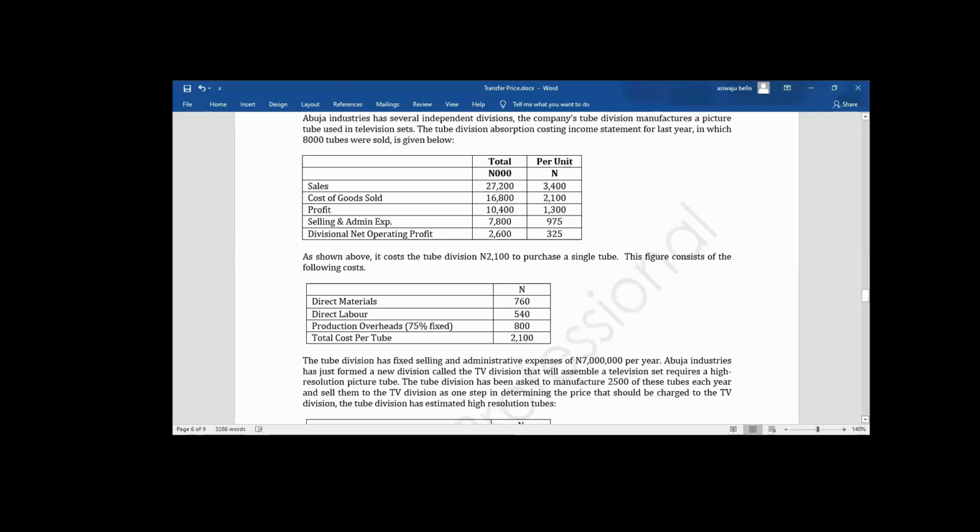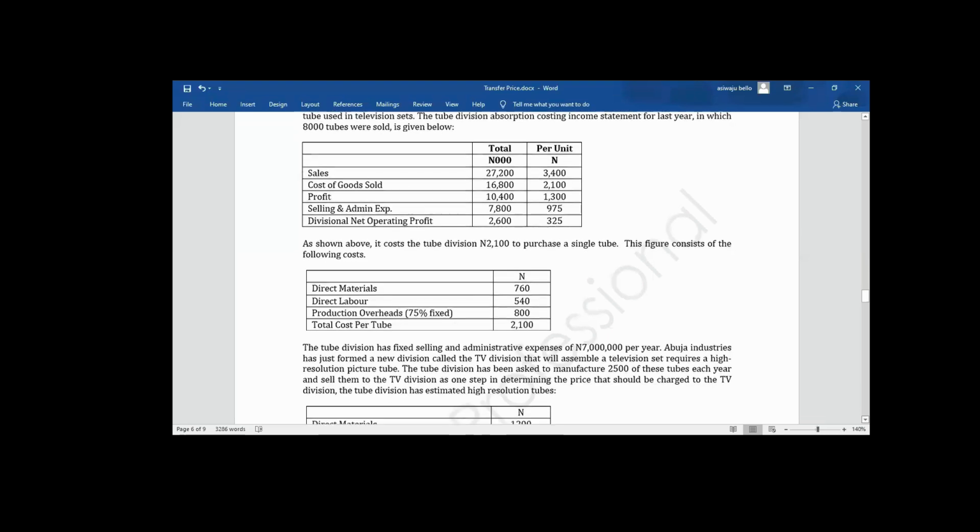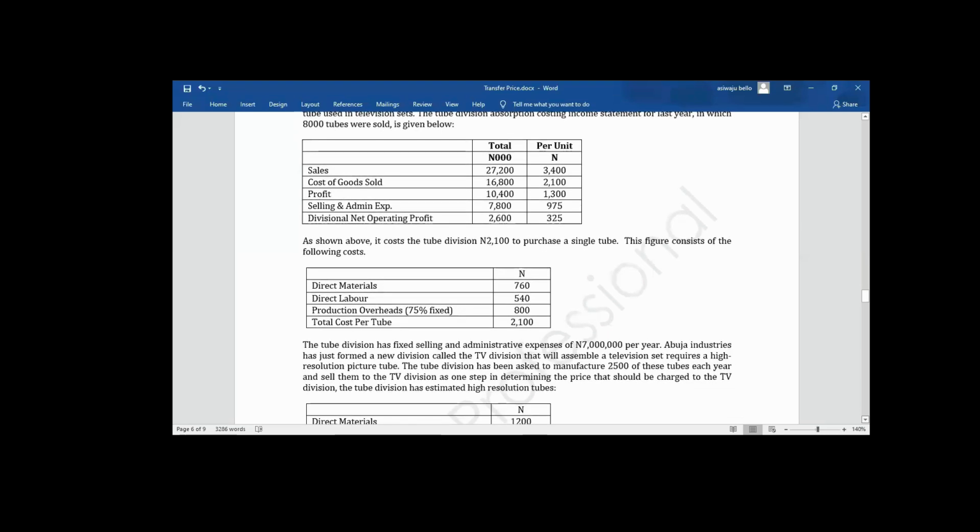As shown above, it costs the tube division 2,100 naira to produce a single tube. This figure consists of the following costs. We have direct materials of 760 naira. We have direct labor of 540 naira. We have production overheads, and they told us that 75% is fixed. The total is 800 naira. The examiner says production overhead is 75% fixed. It means that 25% is variable.